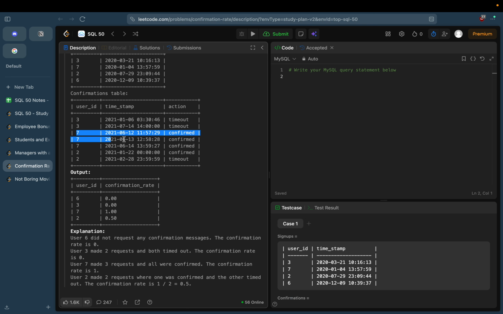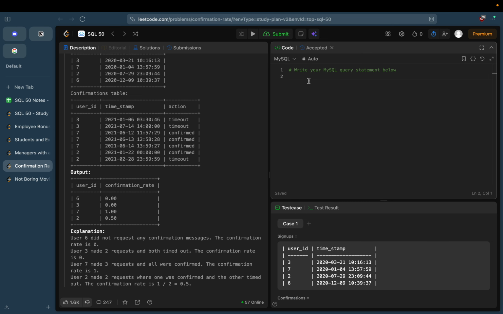Alright, for user 7, 3 of them are made, all of them are confirmed, so 1 plus 1 plus 1 divided by the number of user IDs, that is average happening of confirmed types divided by the total number of times user is present. And for number 2, it is 1 confirmed, 1 timed out, hence it is a 50%. User 2 made 1 which was confirmed, the other timed out, the confirmation is 1 divided by 2. Alright, let's move to writing the code.